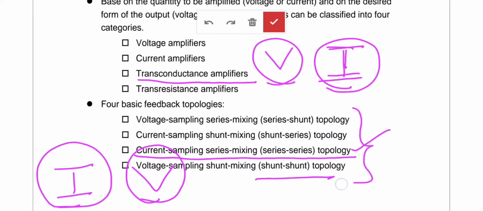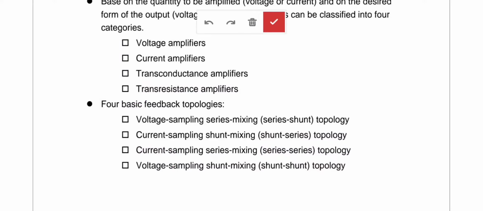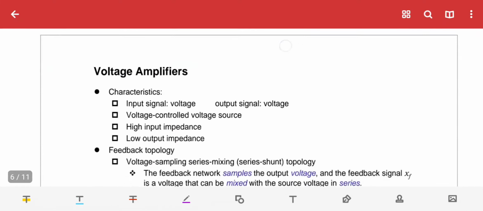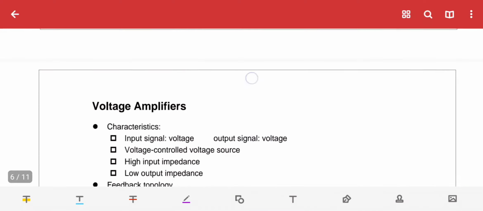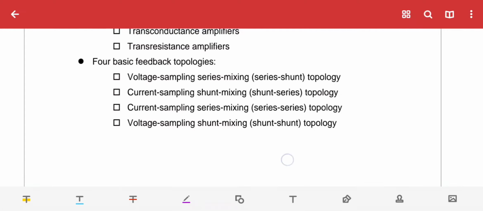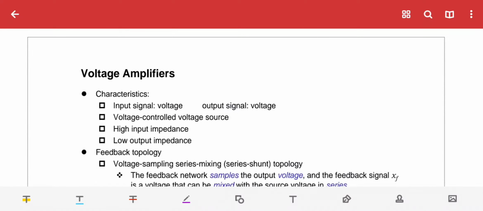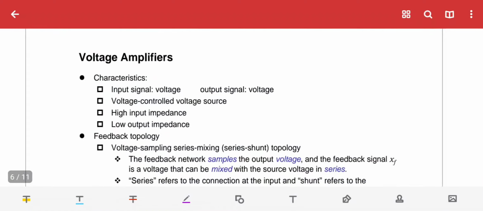So we have four basic topologies. Based on that, four amplifiers. We have series shunt topology, shunt series topology, series topology, and shunt topology. Now we will see the basic structure of these four topologies separately. So the first one is voltage amplifier. Voltage amplifier is also known as series shunt topology, or else series mixing shunt sampling.